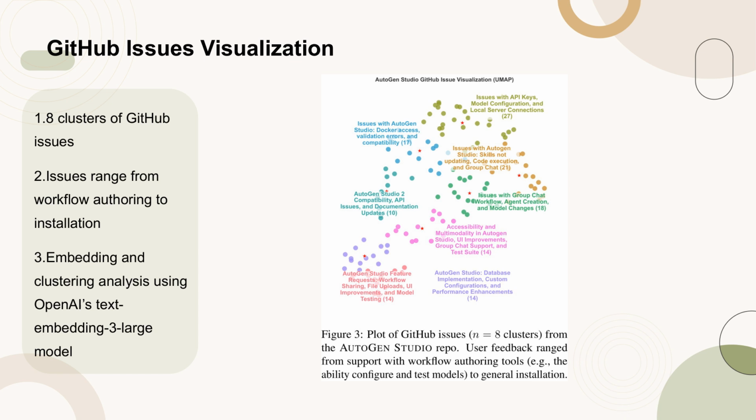Figure 3 presents a visualization of GitHub issues from the AUTOGEN Studio repository, categorized into 8 clusters. Each point on the plot represents an issue, with the clustering based on an embedding of the issue text using OpenAI's Text Embedding 3 large model. The embeddings were reduced to 2 dimensions using UMAP and clustered with k-means. The user feedback encapsulated in these issues spans various aspects, from support with workflow authoring tools, such as configuring and testing models, to general installation challenges.